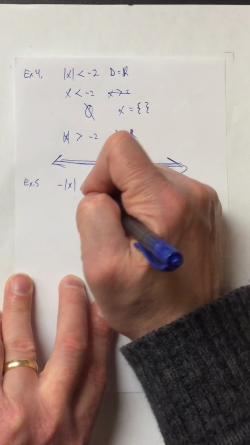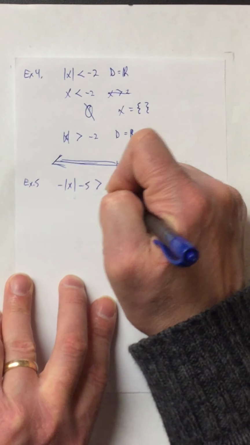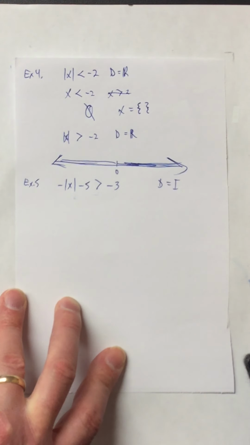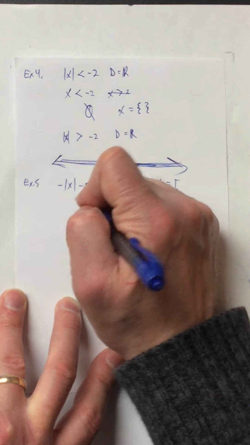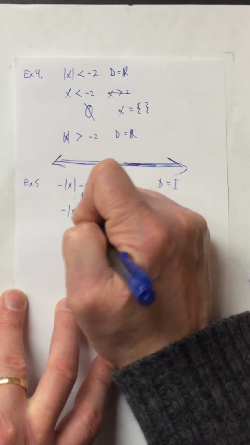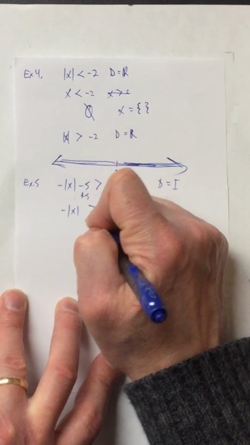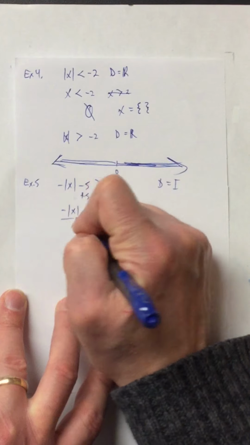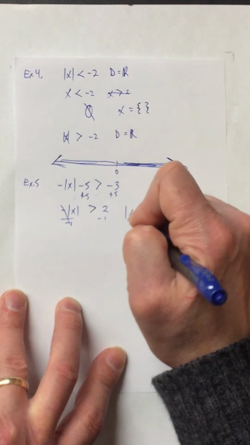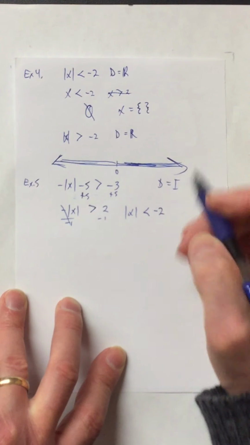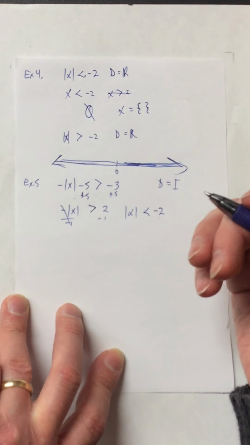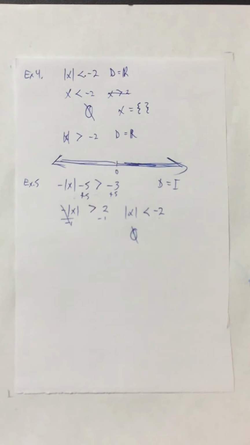Negative absolute value of x minus 5 is greater than negative 3. Domain is back to integers, just the whole numbers. Okay, we've got to get this x by itself, so let's add 5 to both sides. Once we do that, we get negative absolute value of x is greater than 2. We're going to divide both sides by a negative 1. This cancels it, and we get absolute value of x is less than negative 2. That looks the same as before. That is not graphable. There's no solution to that. So once again, empty set.